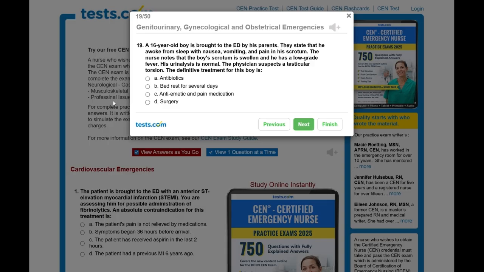Genitourinary, gynecological, and obstetrical emergencies. Question 19. A 16-year-old boy is brought to the ED by his parents. They state that he awoke from sleep with nausea, vomiting, and pain in his scrotum. The nurse notes that the boy's scrotum is swollen and he has a low-grade fever. His urinalysis is normal. The physician suspects a testicular torsion.